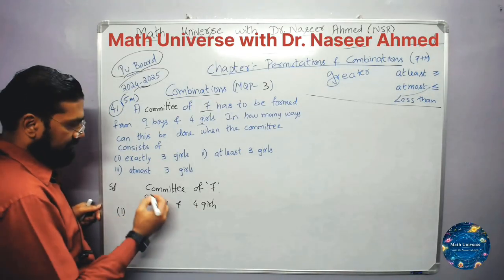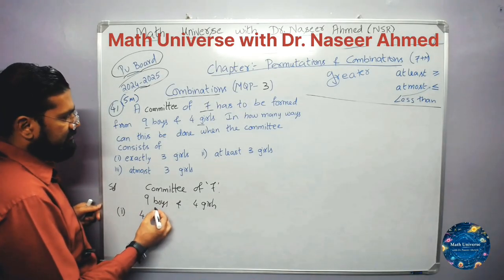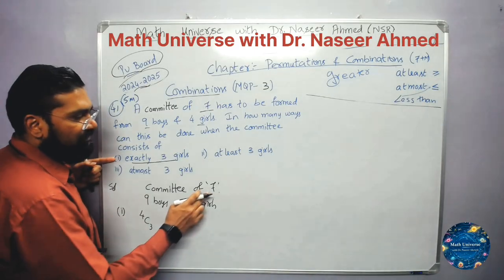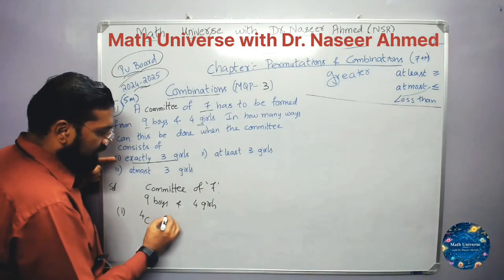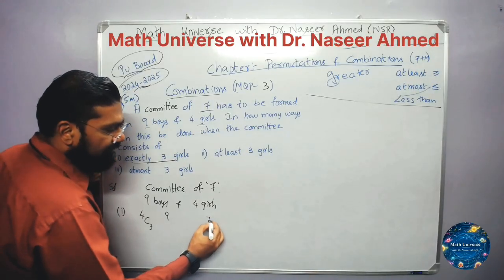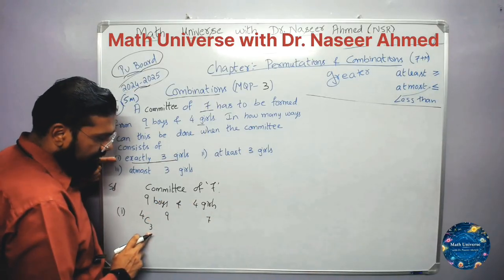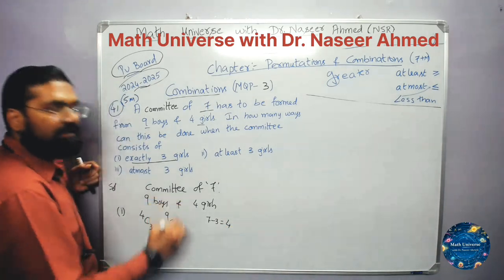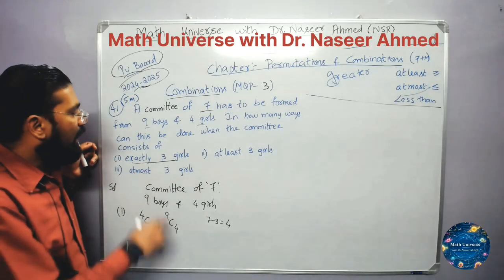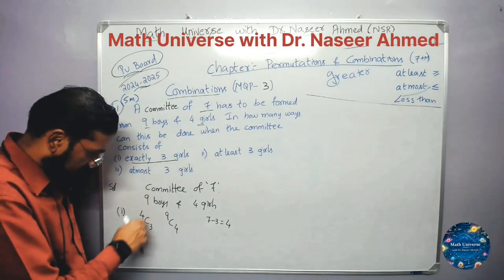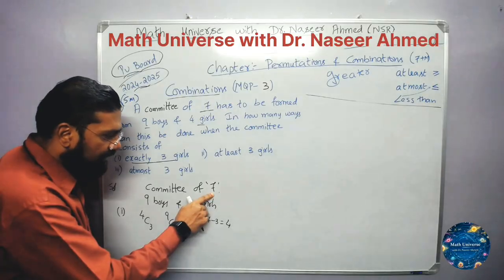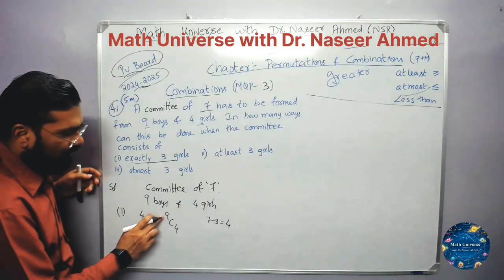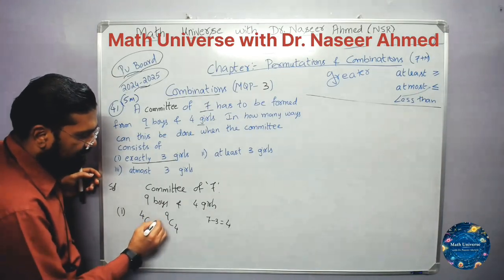And out of 9 boys, now see, exactly 3 girls. They have not said anything about the boys. But don't forget, we want a committee of 7. So I have totally 9 boys. Now out of 7 in the committee, already 3 girls are selected. So 7 minus 3 is how much? 4. So only 4 boys should be taken. Don't think the question is incomplete. As soon as exactly 3 girls are selected, since we want a committee of 7, 7 minus 3 will be 4. So out of 9 boys, 4 boys are selected and we can multiply.